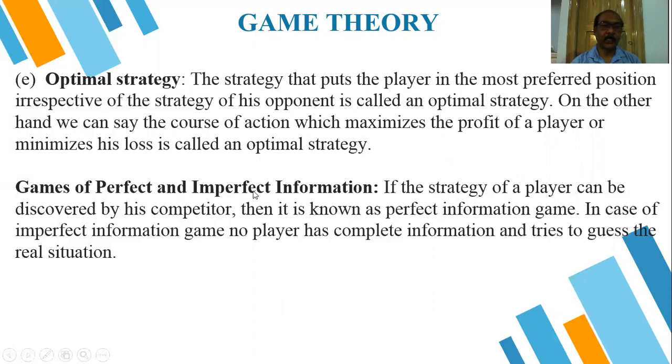Games of perfect and imperfect information. If the strategy of a player can be discovered by his competitor, then it is known as a perfect information game. In the case of an imperfect information game, no player has complete information and tries to guess the real situation.